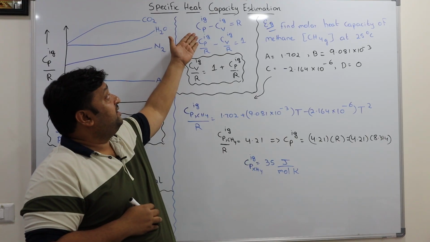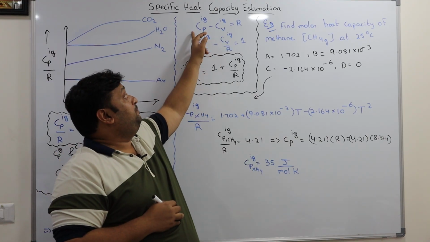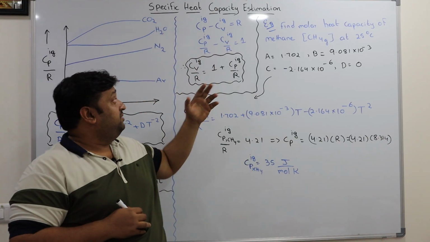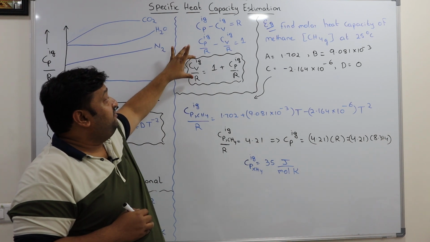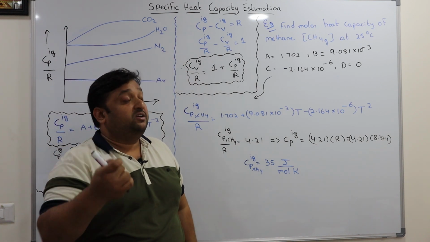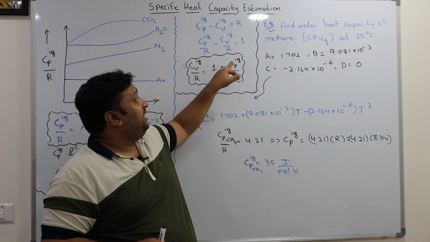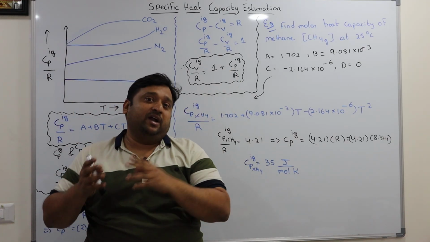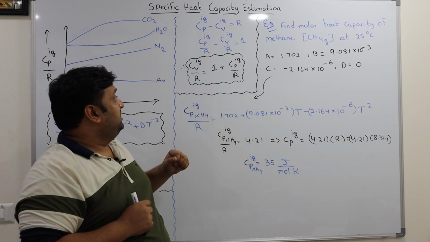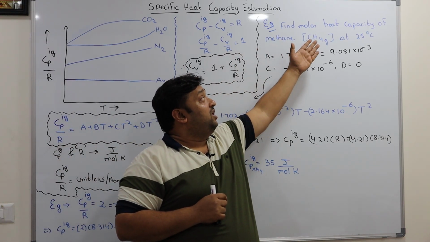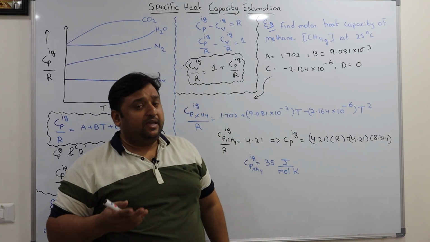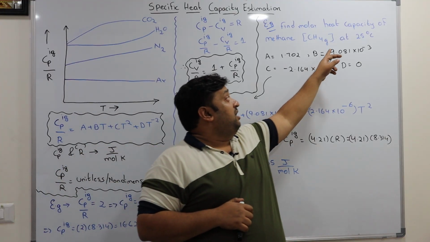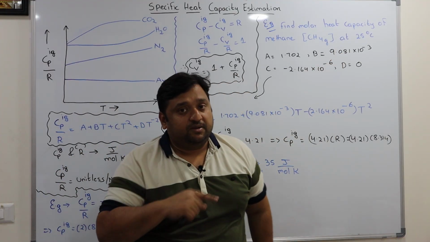And you know, for ideal gases, Cp minus Cv equals R. From this, you can estimate the value of Cv, the specific heat capacity at constant volume, which is equal to Cp minus R, where Cp is the specific heat capacity at constant pressure. That means if you know the CPIG, you get the CVIG. Let us take a small example. Find the molar heat capacity, Cp, of methane at 25 degrees centigrade. You have to estimate the value.